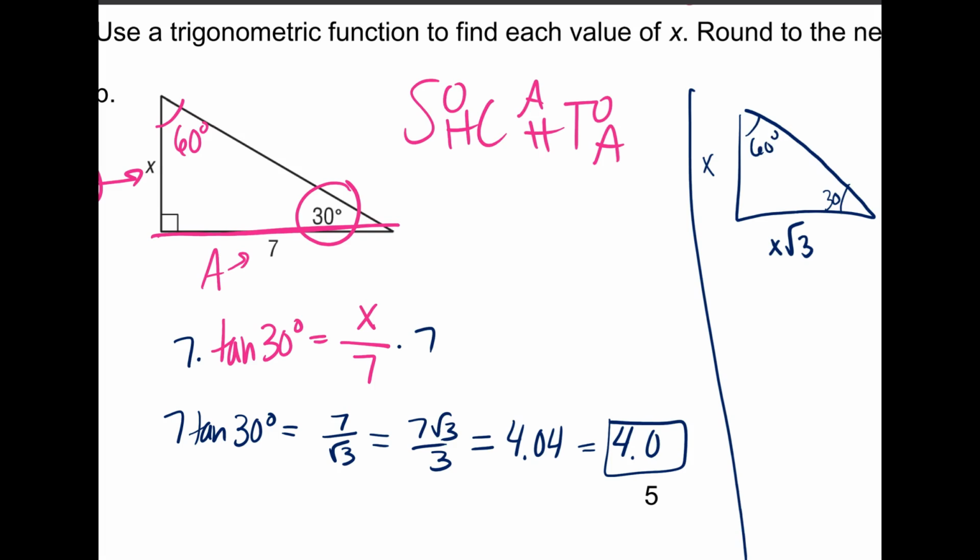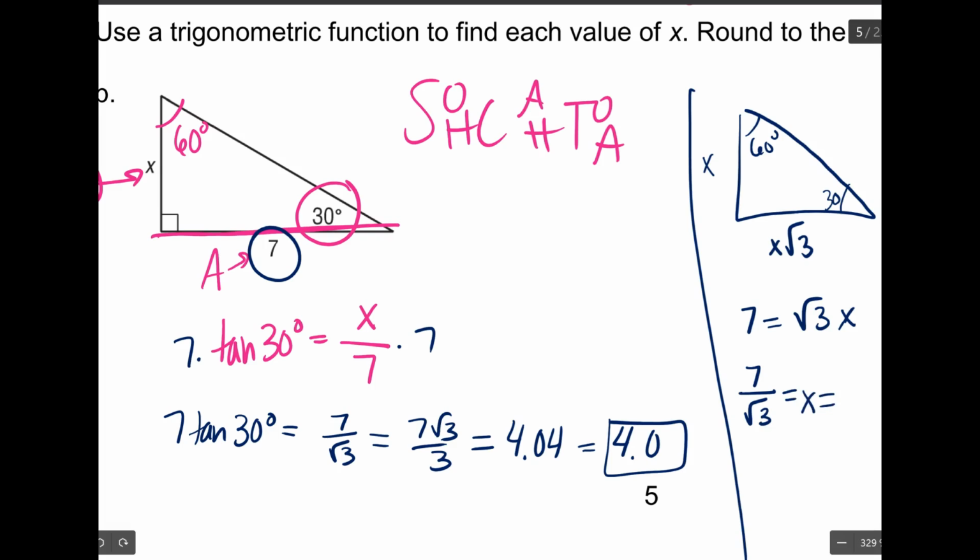So the side length across from 60 degrees is just going to be your short side times root 3. So this means my 60 degree leg is 7, and that's going to be root 3 times my short side. So how do I find what my short side is? Divide by root 3 on both sides. What's 7 divided by root 3?